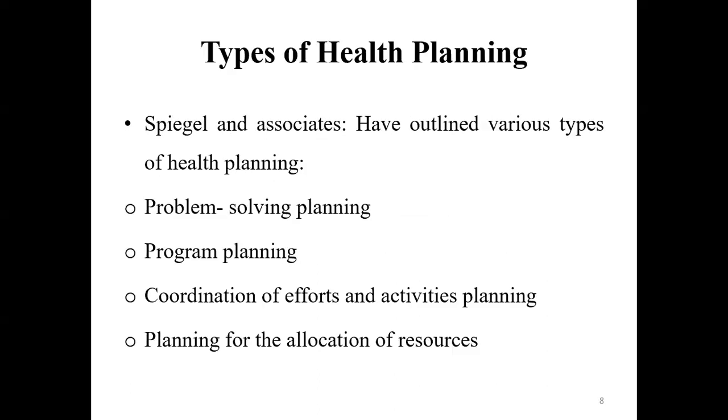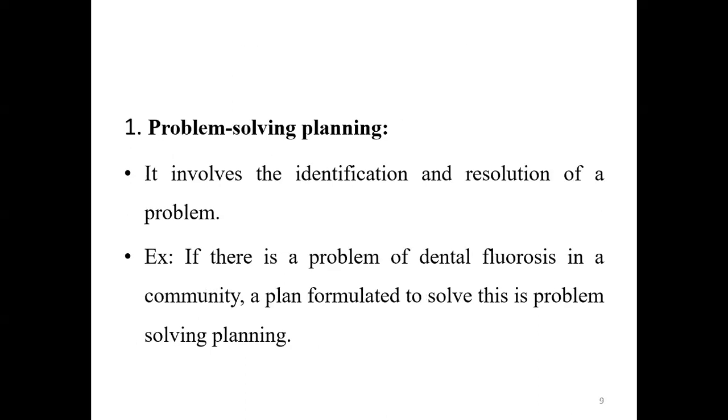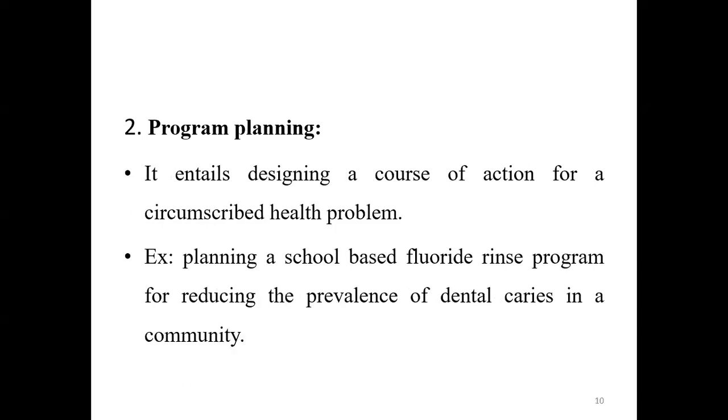Types of health planning. Spiegel and Associates have outlined 4 types of health planning, that is problem-solving planning, program planning, coordination of efforts and activities planning, and planning for the allocation of resources. So problem-solving planning involves the identification and resolution of problem. For example, if there is a problem of dental fluorosis, we have to plan a program for this.